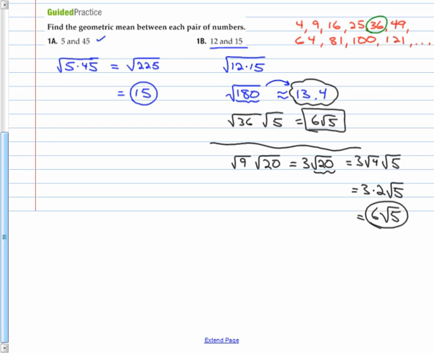And I know everybody on basketball remembered their Algebra 1, and they remember how to simplify square roots.